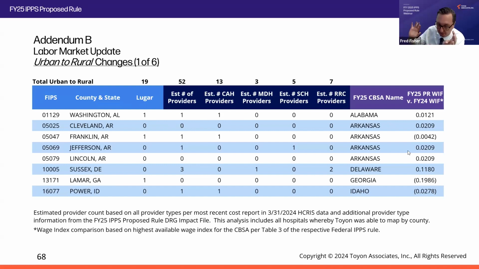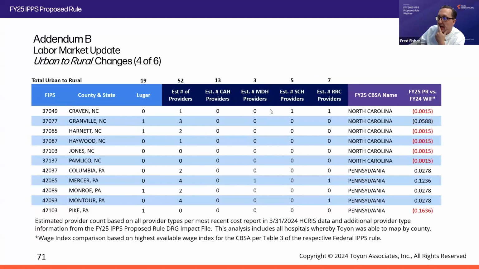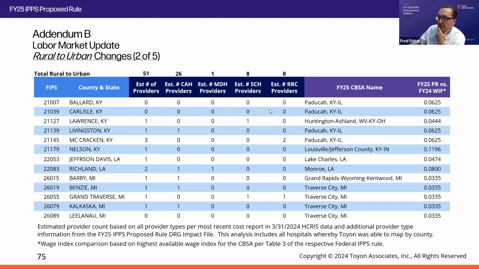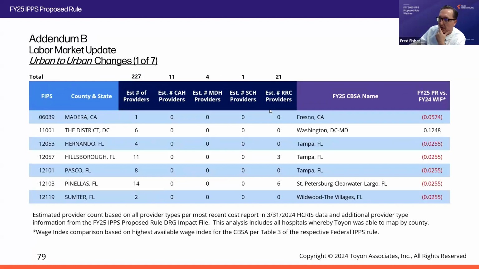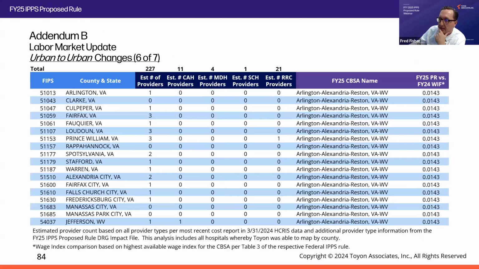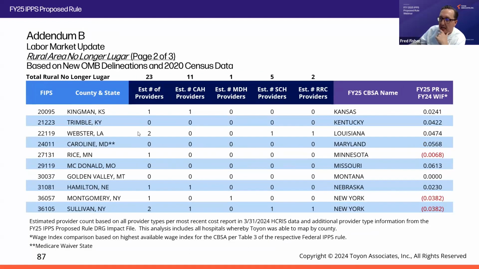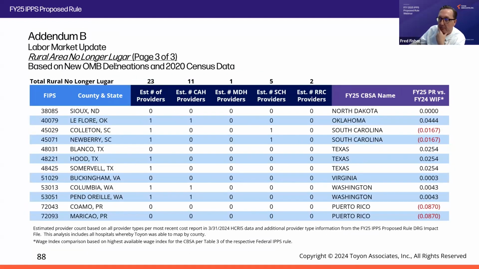If you just looked at Table 3, we know there are all sorts of considerations for providers to receive different wage indices, but we just wanted to gauge what this means for providers in these counties. So feel free to peruse. There's a lot of slides on this, but we thought it would be useful material to check your providers, depending on what category you're in, to see if there are any changes to your provider.